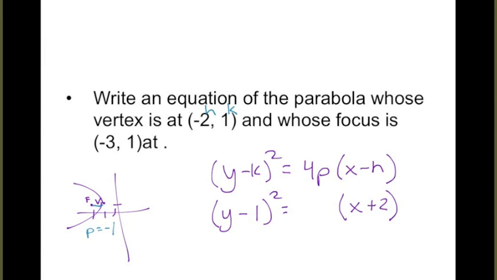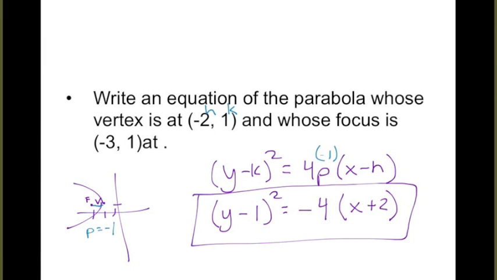So I plug a -1 in for p, and that gives me then at the front of the equation a -4. Okay. So p is the distance from the vertex to the focus, and it's directional, so since we have to go to the left, this is going to be a negative p-value.